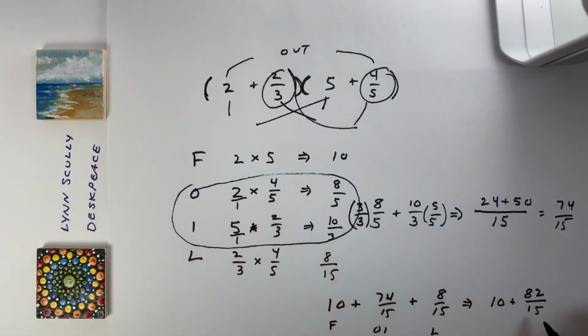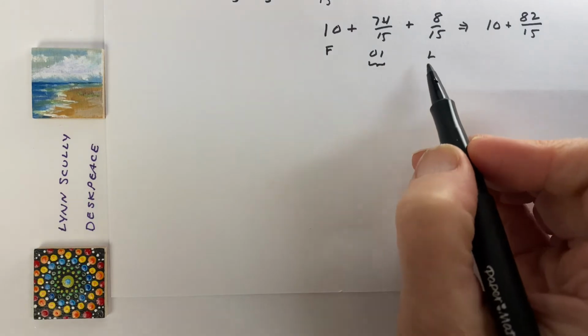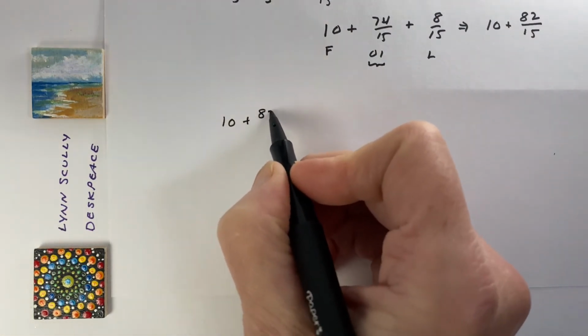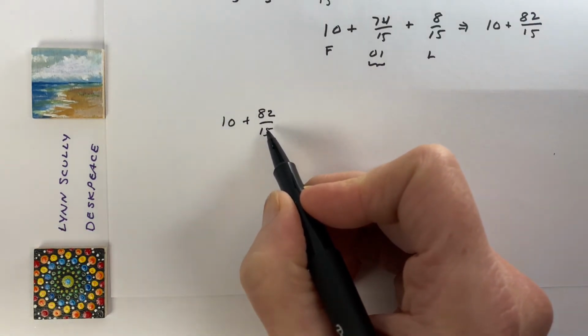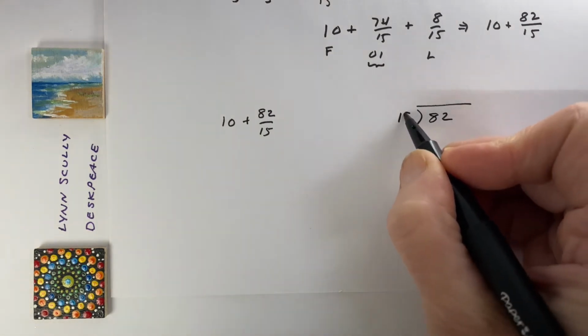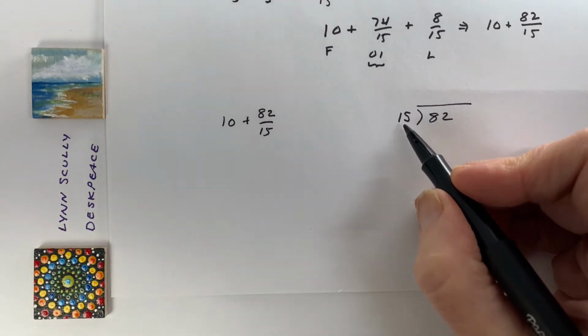So now I've got to clean this up. Now I have my F, my OI, my L, which I combined to 10 plus 82 over 15. I want to turn this into the mixed number. So I'm going to go 82 divided by 15.